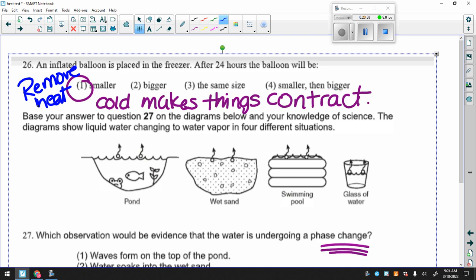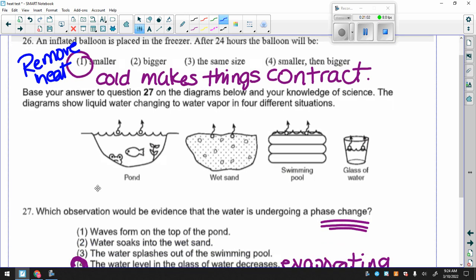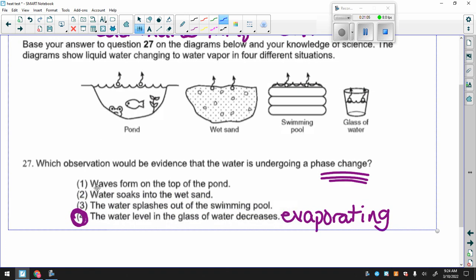All right, number 27. What evidence is showing a phase change? Well, number 4 is telling us it's evaporating. That's the only one that's evaporating. This is your Y. Look at how long it is. One word. The Y is evaporation.